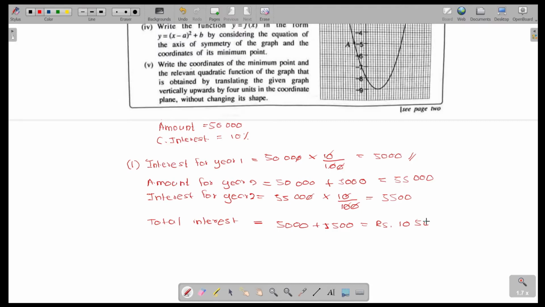And we'll find the total amount she received after 2 years. Total amount. Total amount means initial amount is 50,000 plus this 10,500 total interest should be added to the initial amount. So finally we get 60,500 as the total amount.